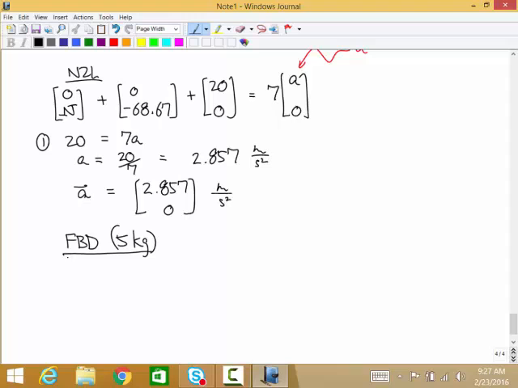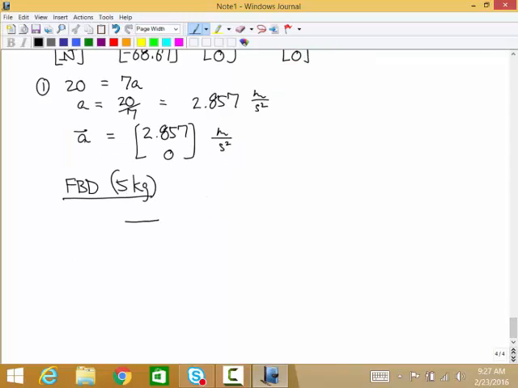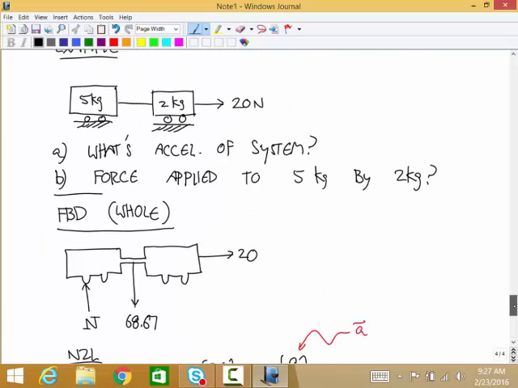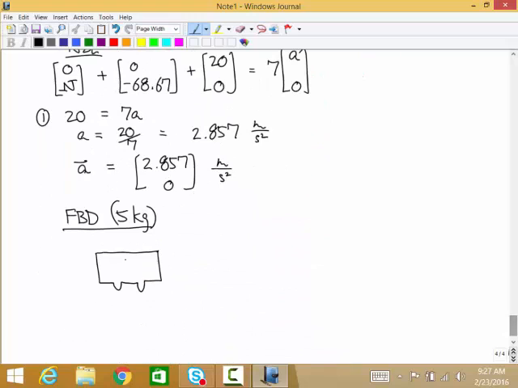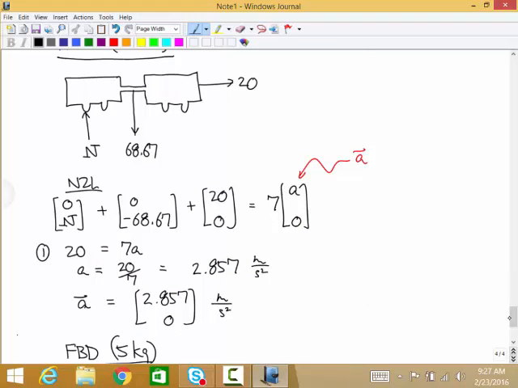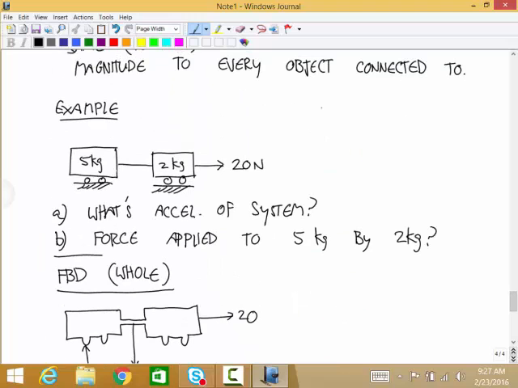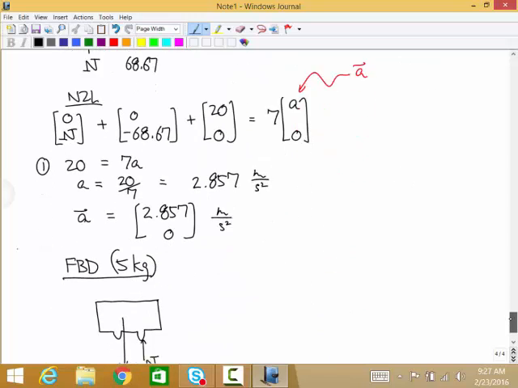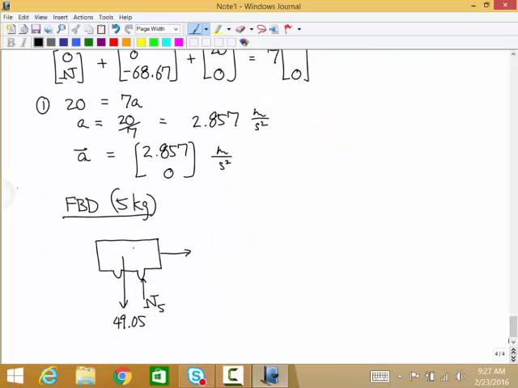All right, so 5 kilogram box. So there's the weight, 5g down, or 49.05 if you multiply it out. There's a pushing contact up. I'll call that N5. And then just going around the boundary, the only other place there's contact is at that cable. So that's a pulling contact, which means it's going away from the chosen body.